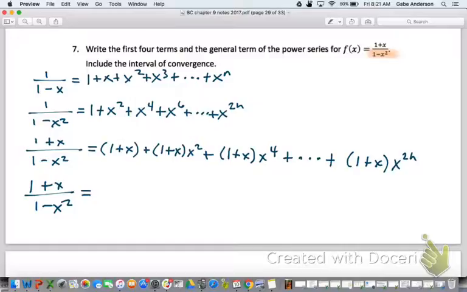So if you distribute, what happens? 1 plus x plus, isn't it, x squared plus x cubed? It becomes the same thing.